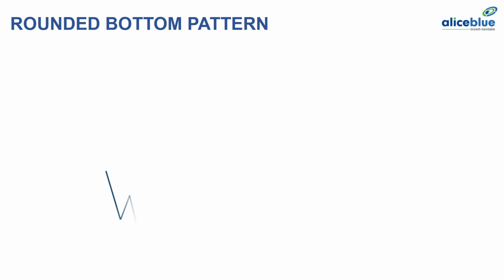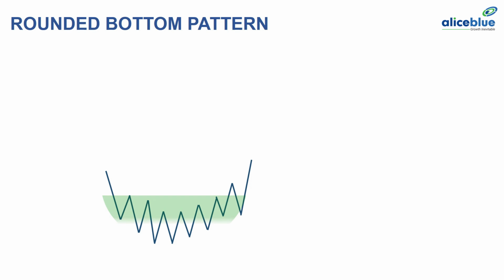First, there is a rounded bottom pattern. This rounded bottom pattern is a bullish reversal pattern which is used to find the potential reversal in a downtrend. Now you can see the price is completely in a downtrend. In a downtrend, there is a major resistance, and when it is broken, you can see the pattern looks like a round shape, a half round shape at the bottom level. So we call it a rounded bottom.